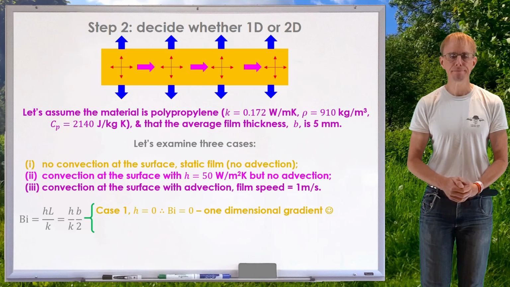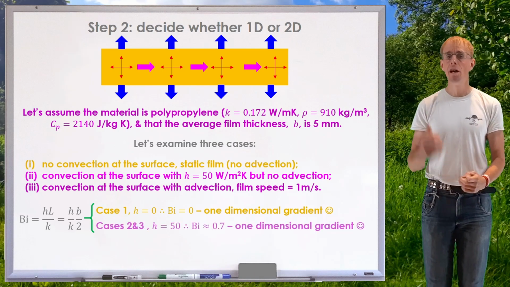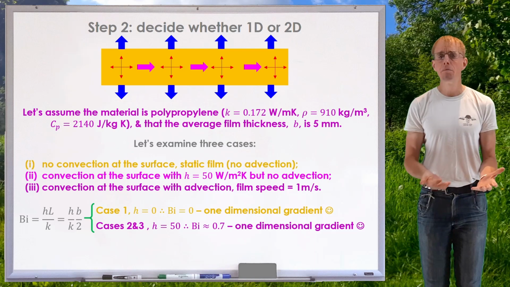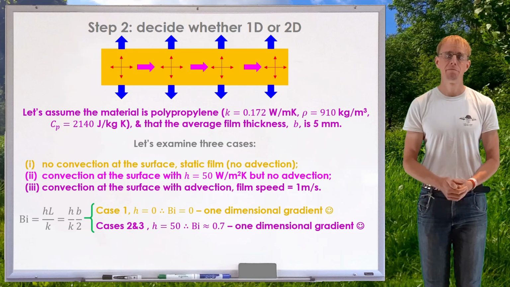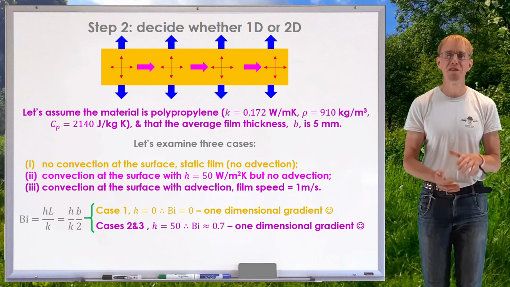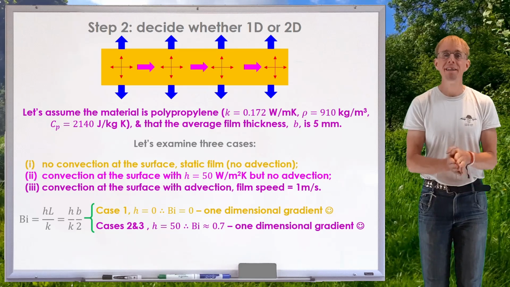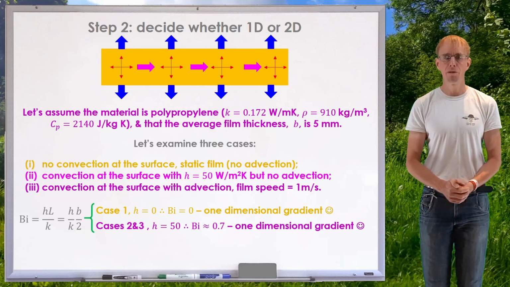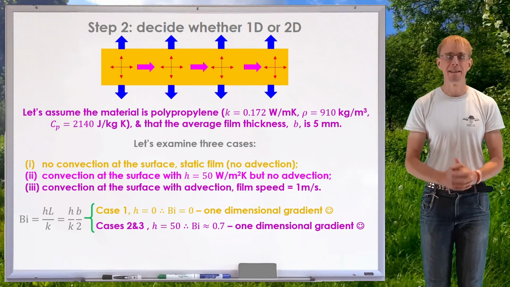happening as well. Let's look at cases 2 and 3, where I have a non-zero heat transfer coefficient. My Biot number comes to be about 0.7. So I've specifically chosen the thickness of the material for this problem to give me the answer that I want, which is it's a one-dimensional heat transfer problem, because we can solve that analytically.